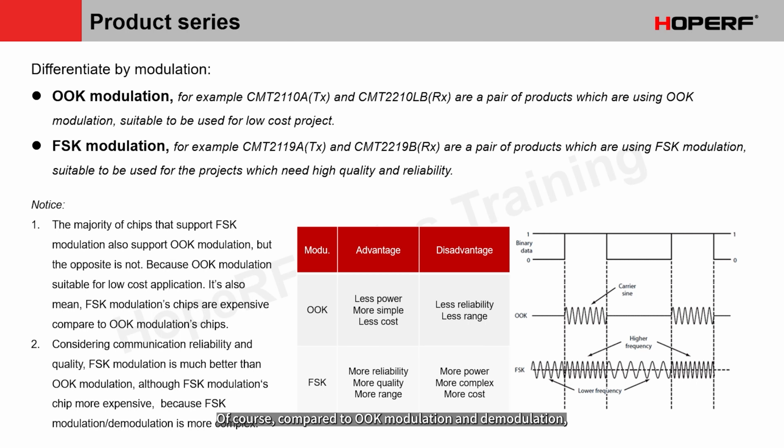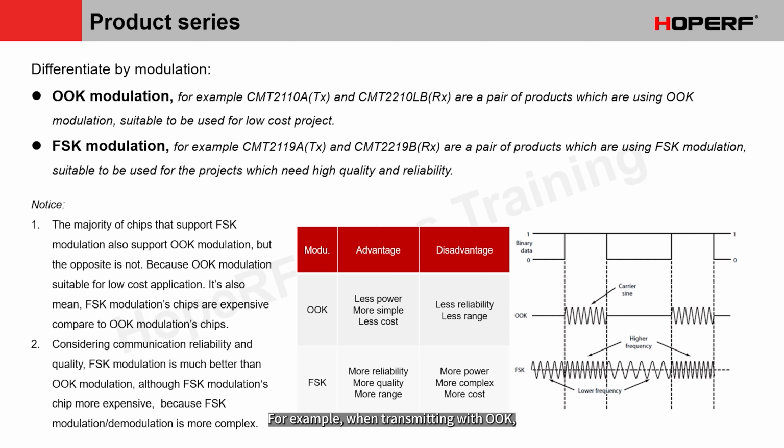Of course, compared to OOK modulation and demodulation, FSK modulation and demodulation offer better and more stable performance. Why is that? When is OOK suitable? When should FSK be used? OOK is suitable for low-cost scenarios where communication quality and distance are not critical. Its advantage lies in low cost. Also, its transmission power consumption is slightly lower. The transmission and reception currents are relatively lower than those of FSK modulation and demodulation.